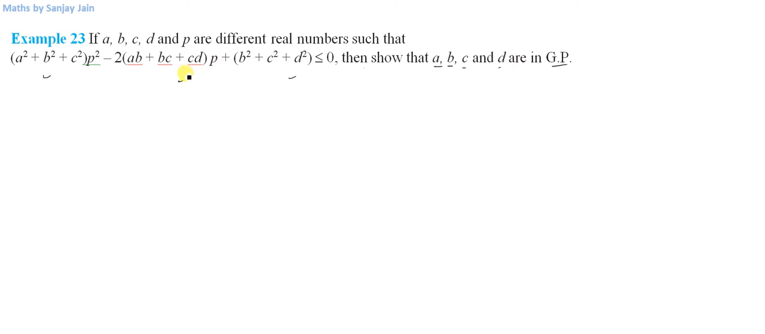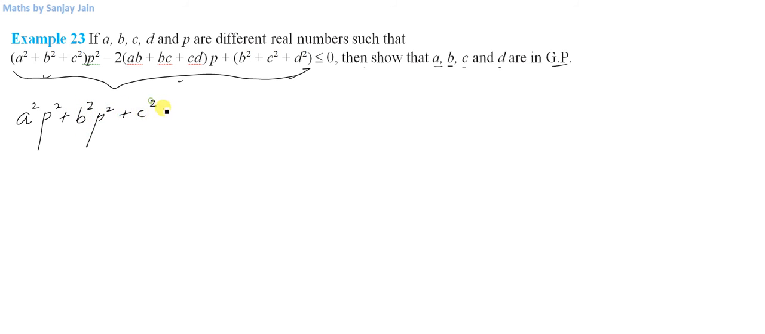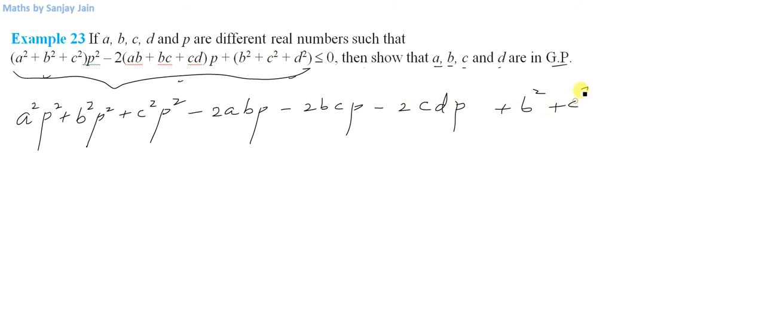Alright, so this is less than or equal to 0, and if I look at this relation, what is this expression here? If I open it, it is a squared p squared plus b squared p squared plus c squared p squared minus 2abp minus 2bcp minus 2cdp plus b squared plus c squared plus d squared.